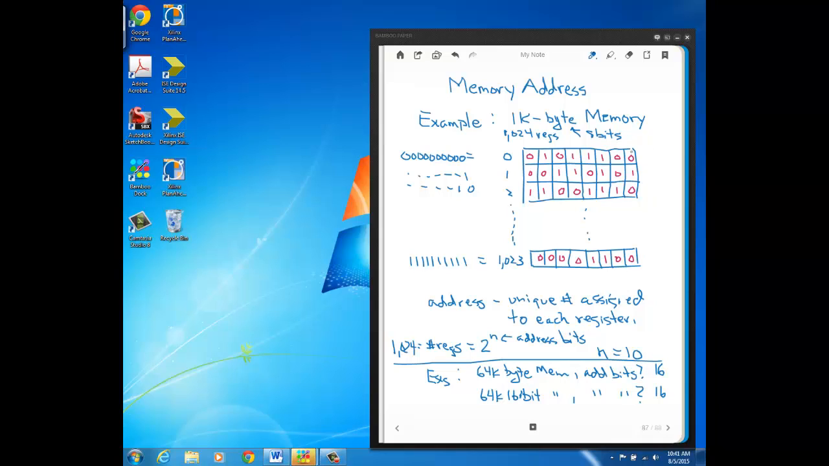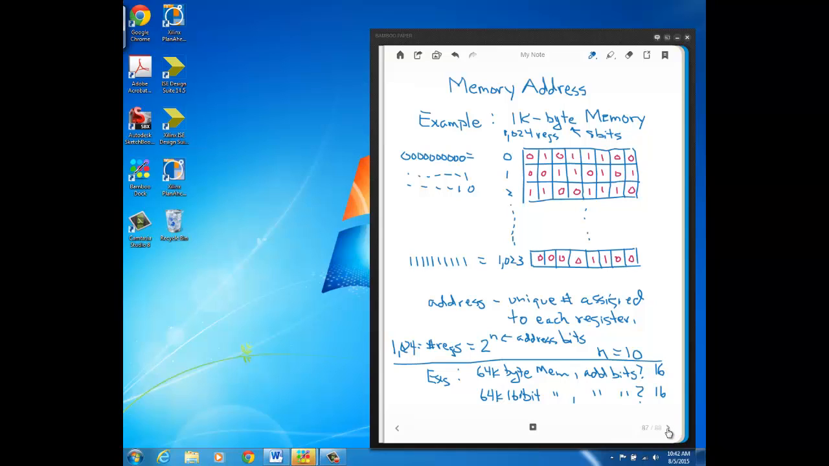So if each rectangle here represents a register with 16 squares, because it can store 16 bits, it doesn't change the number out here. It doesn't change the total number of addresses. In fact, it doesn't change it at all because we still have the same number of registers.